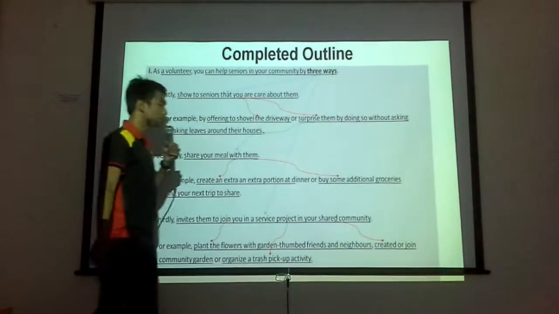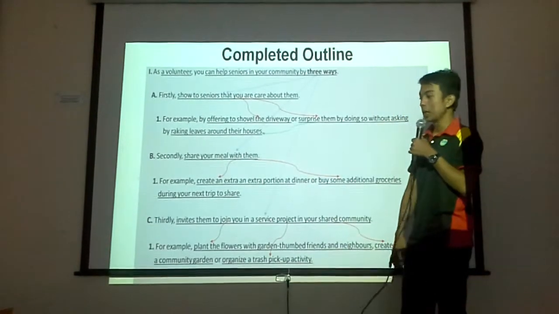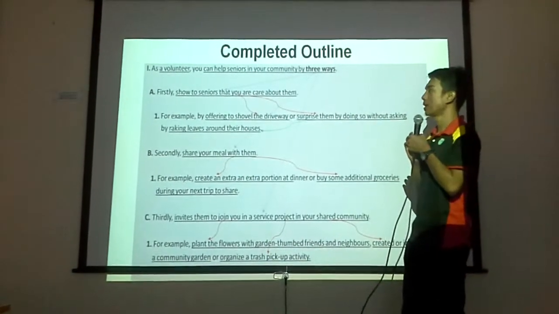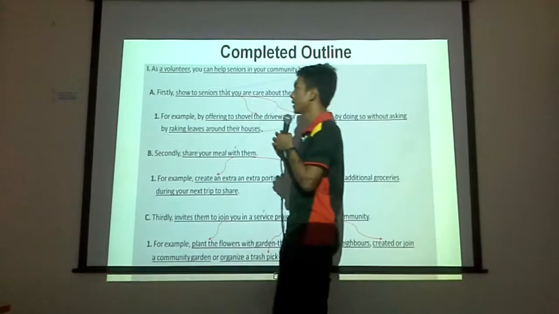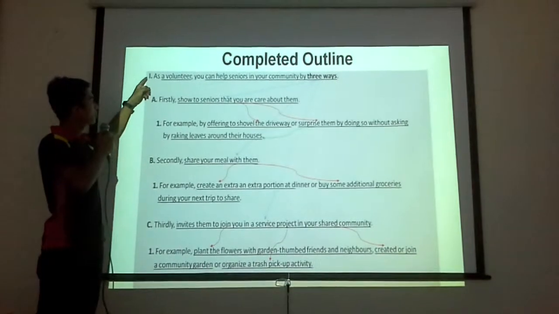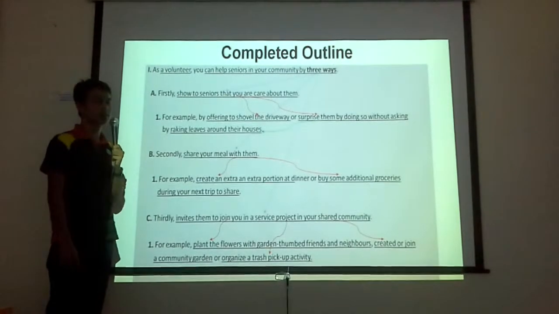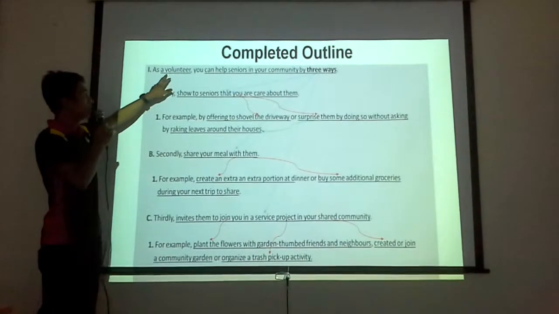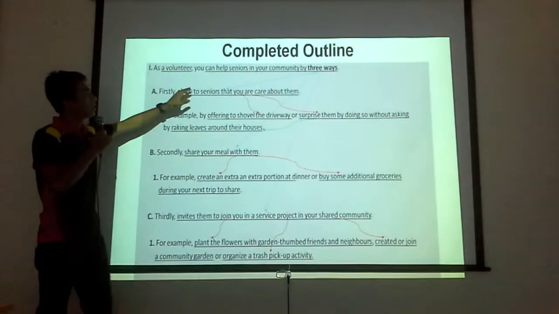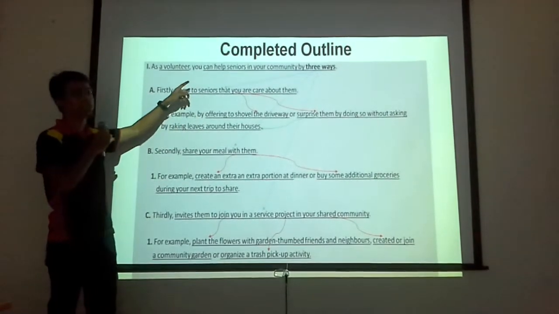Okay, from my paragraph writing, I can present it as an outline. Okay, first my outline is represented by Roman number 1. As a volunteer, you can help seniors in your community in 3 ways. A volunteer is the topic and can help seniors in your community in 3 ways is the controlling idea. Okay?